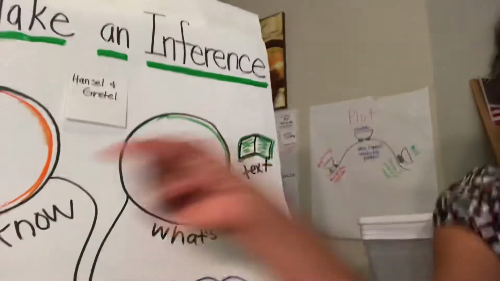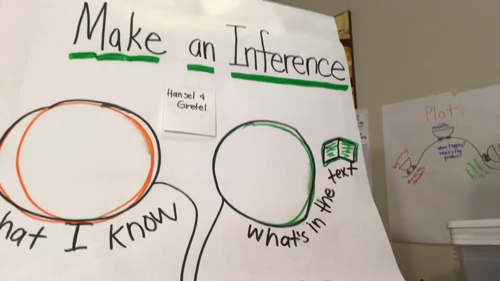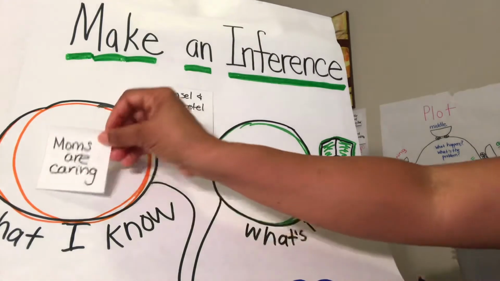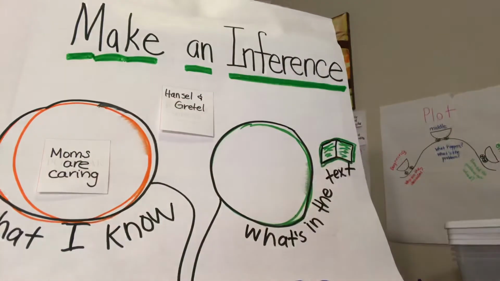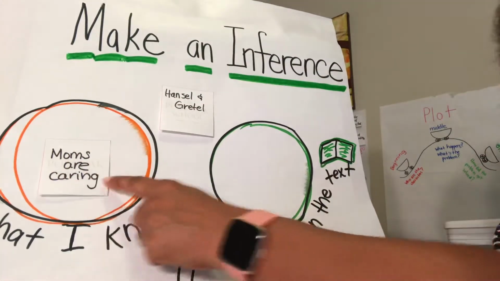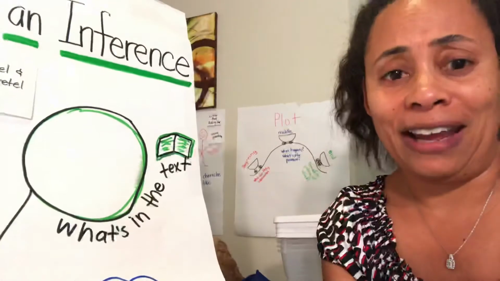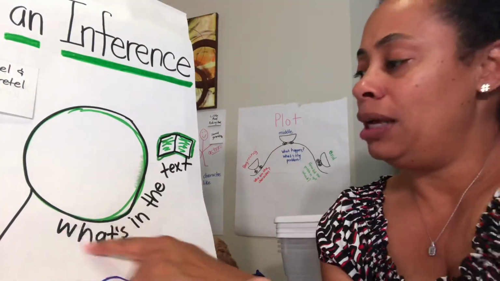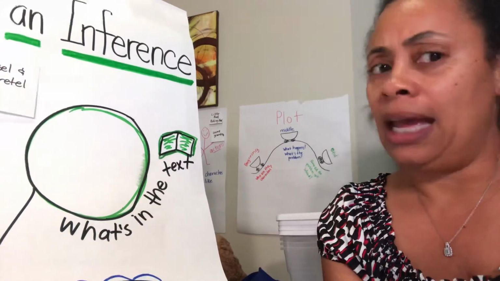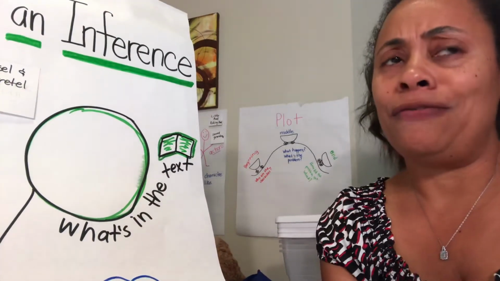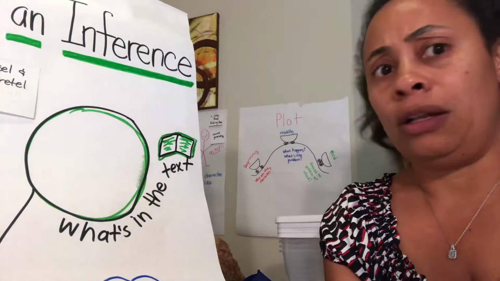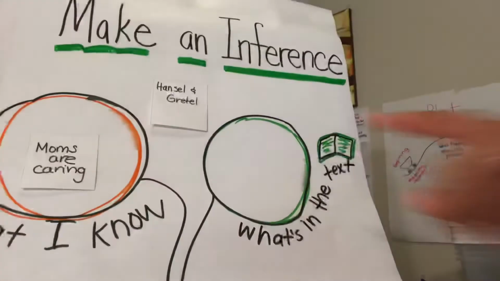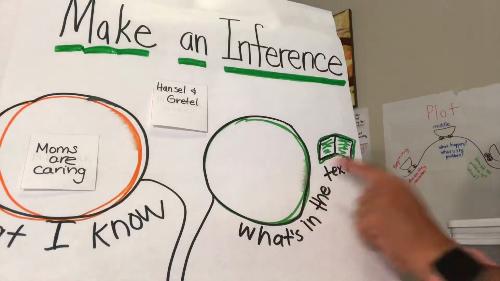What do we already know? What do we know about moms and dads? We know that moms are usually what? Caring. Moms and dads are caring. Yes, they are very caring. They care about their kids and they want them to be safe. Now, but what's in this story? We know that Hansel and Gretel was a fairy tale or a folk tale, but it was made up. And in this story, the stepmom was not caring.